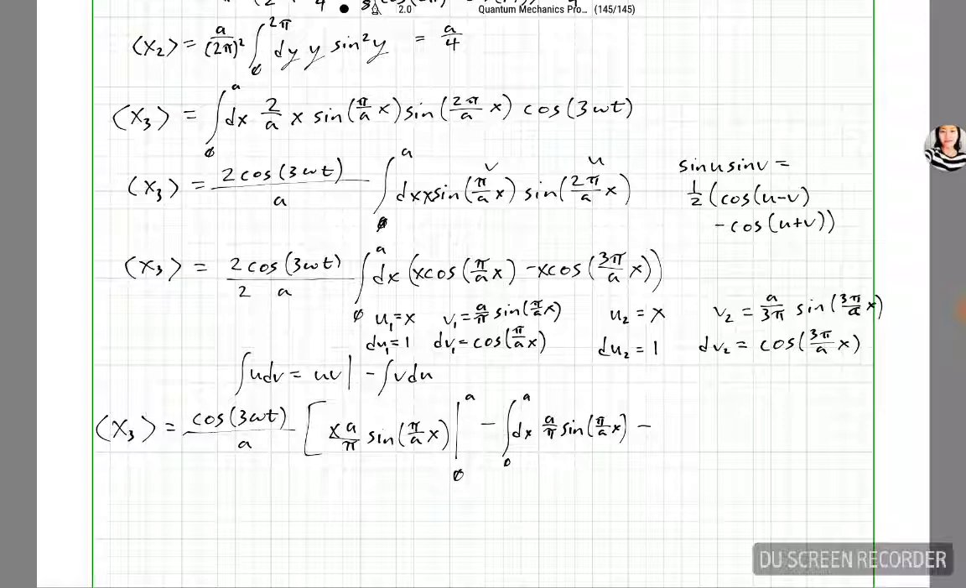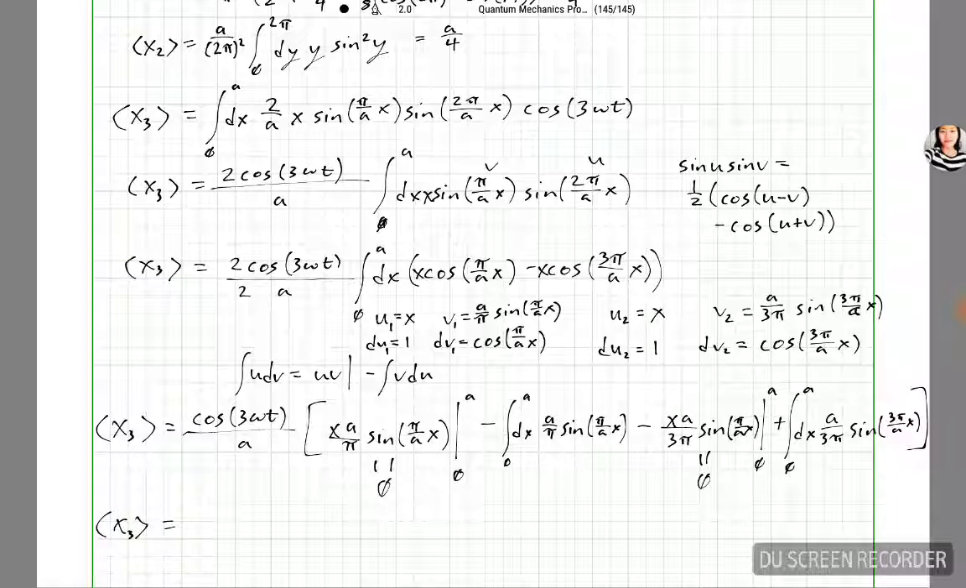Now we get minus u times a over 3 pi. Of course, these sine terms you can probably already see go away. And then that's a plus, and a pretty easy integral, which is just going to be a over 3 pi sine of 3 pi over a x. So those go to 0. So my third expectation value is cosine 3 omega t over a.